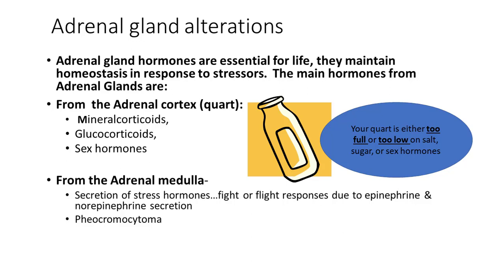So, the adrenal glands. From the adrenal cortex come mineralocorticoids, glucocorticoids, and sex hormones. From the adrenal medulla is where the stress hormones are secreted from. This is what causes our fight or flight response. Epinephrine and norepinephrine are secreted, and they tell us either to fight or flight.